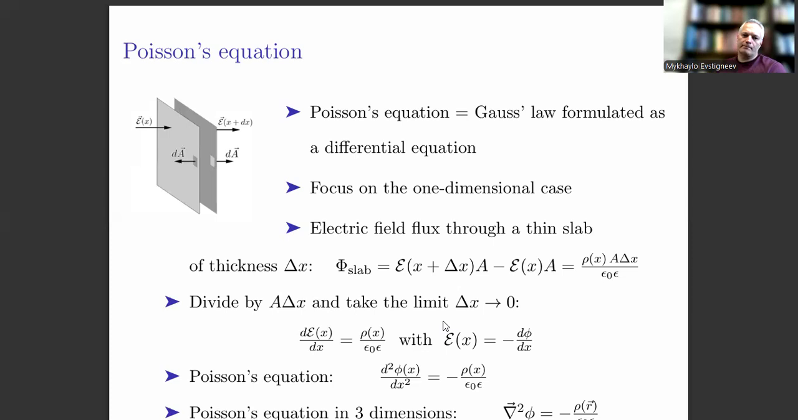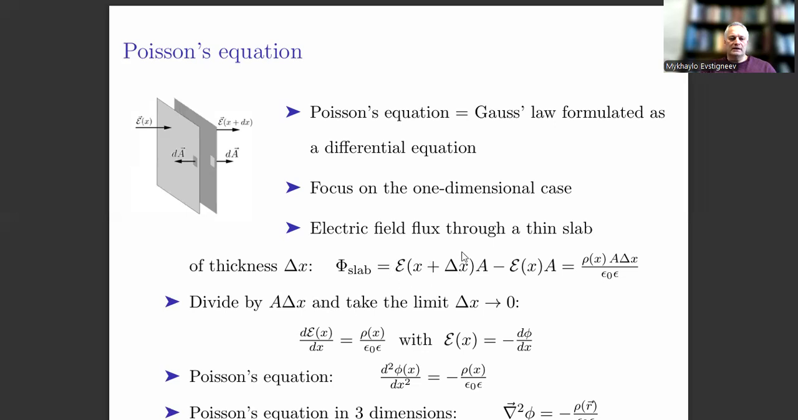So imagine this thin slab of thickness delta x. The electric field on the left surface of the slab is E of x, and on the right surface of the slab it is E of x plus delta x, or dx on the picture, but later we will take the limit delta x goes to 0, so we will convert delta x into an infinitesimal thickness dx. All right, so once we pretend to know the values of the electric field on the left and on the right surfaces of the slab, we can figure out the electric field flux through the slab.